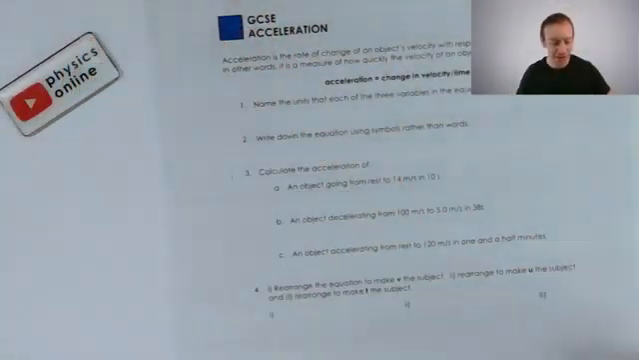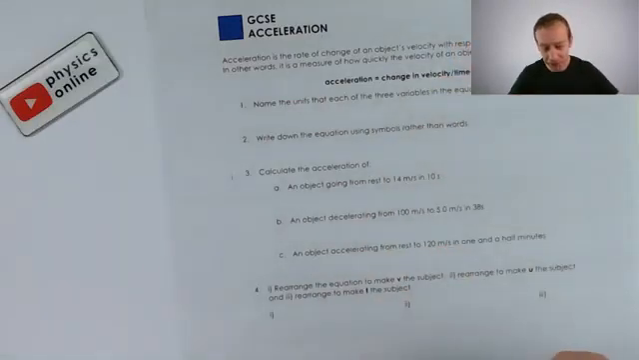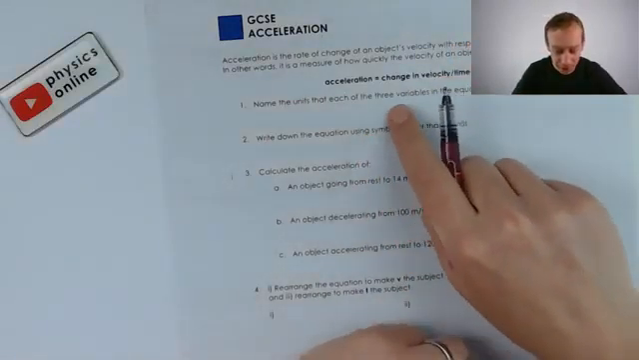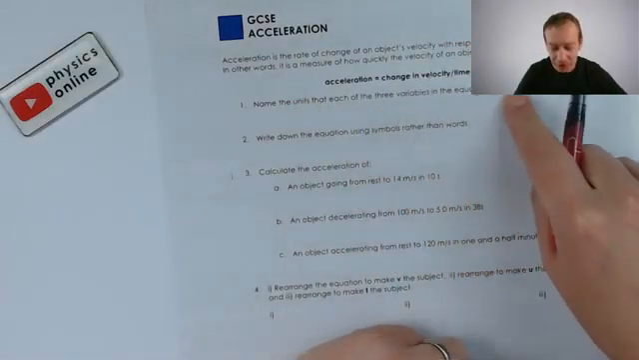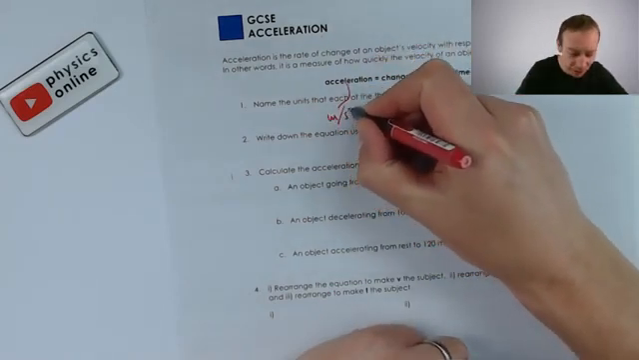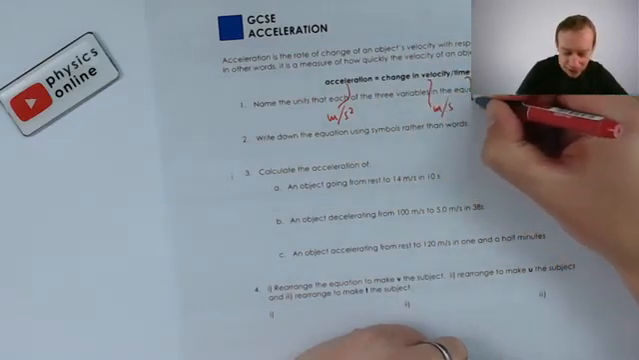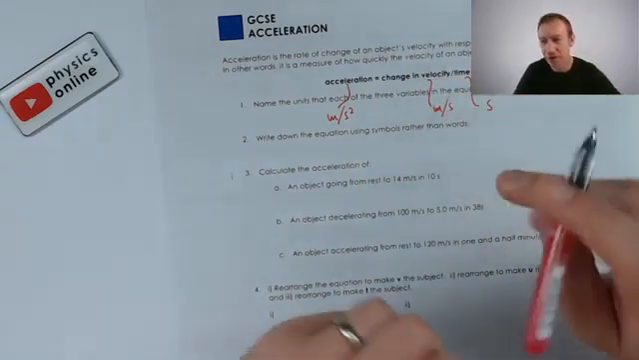So let's do some questions about acceleration. The first bit is to name the units that each of the variables in the equation are measured in. So acceleration is given in meters per second squared. Change in velocity is meters per second, and time is in seconds.